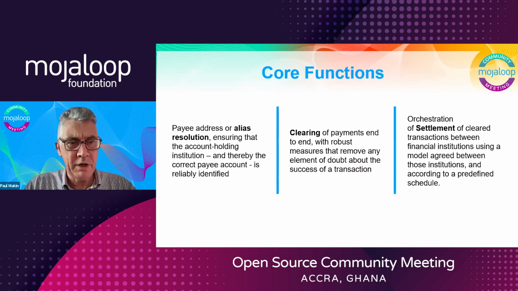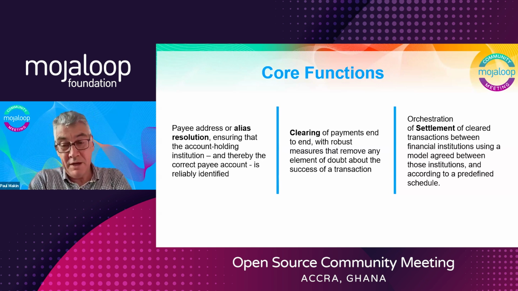Okay, so first of all, the core functions of Mojaloop. There are three, essentially, and there's a lot of more detailed sub functions, but these are the high level ones. First of all is payee address or alias resolution. So that's ensuring that first, the account holding institution for an individual can be identified, and from that, the correct payee account is reliably identified. This is an important step in ensuring that the money goes to the right place.